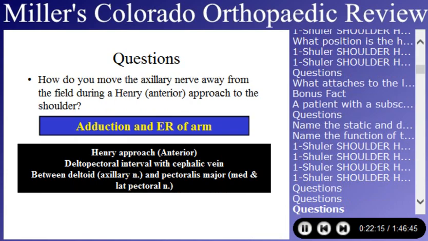How do you move the axillary nerve away from your field during the Henry anterior approach to the shoulder? What do you actually do to the position of the arm? There's only one structure on your arm that gets tight with internal rotation when you're doing that approach. You can physically feel it, so you externally rotate the arm and adduct it. Release pressure off the nerve. Don't forget it's the approach between the deltoid, axillary nerve, and pectoralis major, which is medial and lateral pectoral nerve. And we already went over the clavicular and sternocostal head innervation on that.